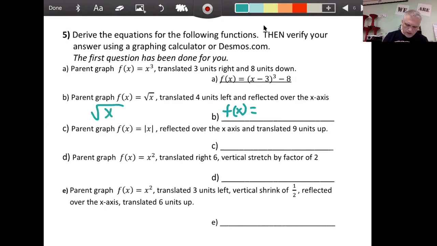Now we're going to go 4 left and we're not going to go up or down. So the 4 to the left tells me that we're going to go plus 4 under the radical, okay? Make sure you're inside the grouping symbol. We can go right ahead over here. We're going to have plenty of space for that. So x plus 4 means we're going to go 4 units to the left.